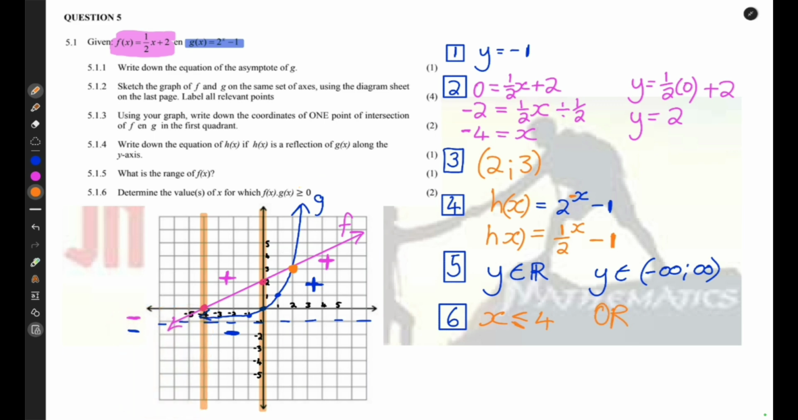Then I must check if there's another section. In the middle section, this is a plus and a minus, so that's not what I'm looking for. But in the right-hand section, I have a plus and a plus. So yes, that's what I'm looking for. So I can say x is greater or equal to 0. And that's how you would answer this question.